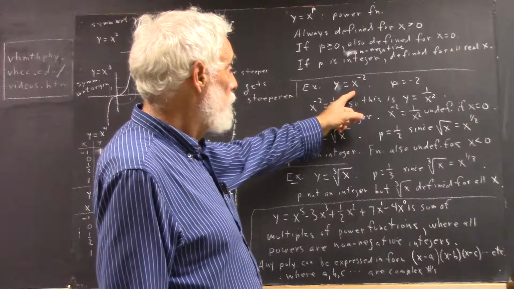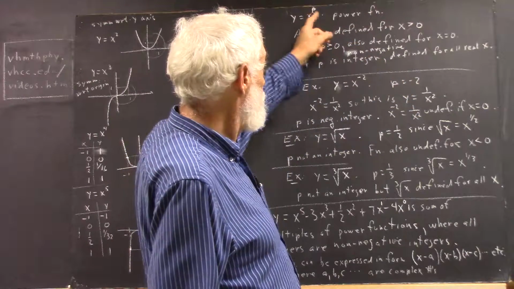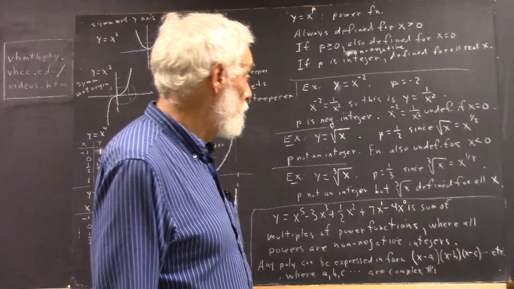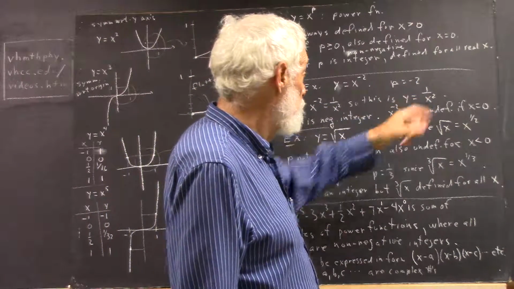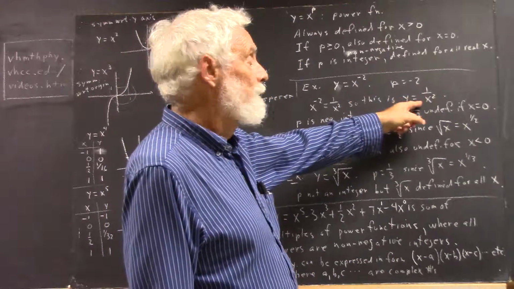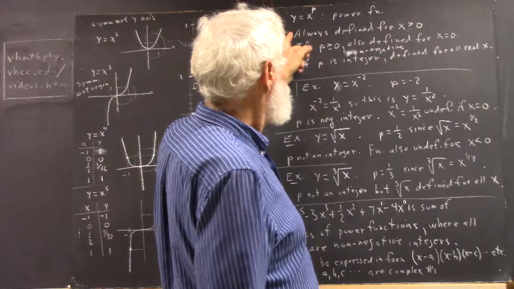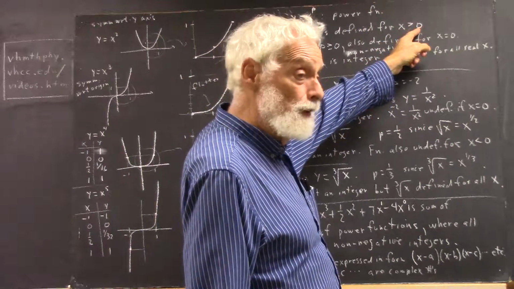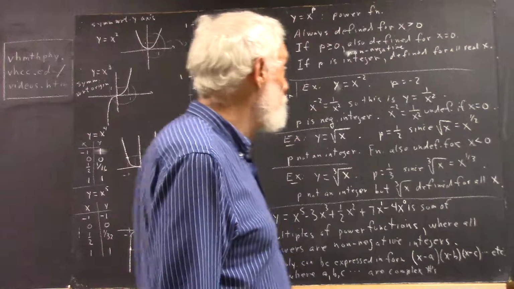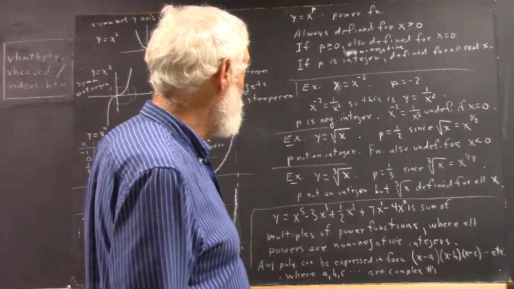Okay, suppose y equals x to the negative 2. Well, that means p is negative 2. It's your p equals negative 2 power function. X to the negative 2 is 1 over x squared. So this function is y equals 1 over x squared, just another way of writing x to the negative 2. And we know that if x is 0, this isn't defined, is it? So this is why I say we're always defined if x is greater than 0, but not always if x is equal to 0. If p is a negative number, it's not defined when x equals 0.